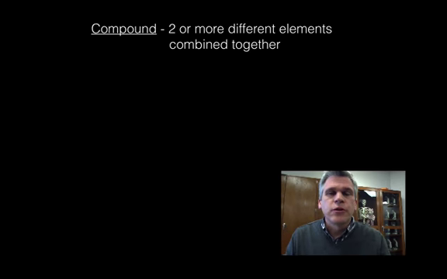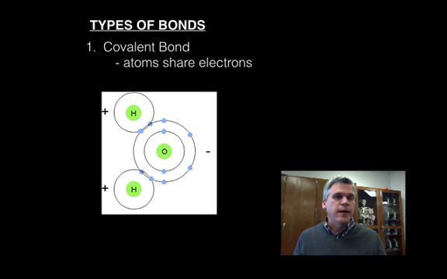Let's take a look at two different types of bonds. The first type is a covalent bond. In a covalent bond, atoms share electrons. Now recall from your physical science class that atoms want to have a complete outer shell. Hydrogen, only having one shell, just needs 2 electrons for it to be complete, but it only has one. So it's looking to share that one electron with another element.